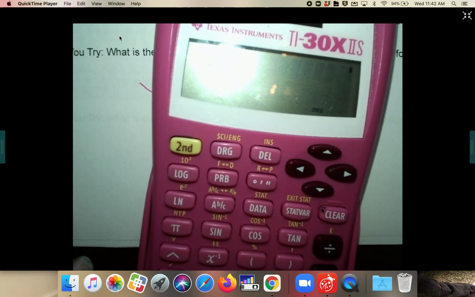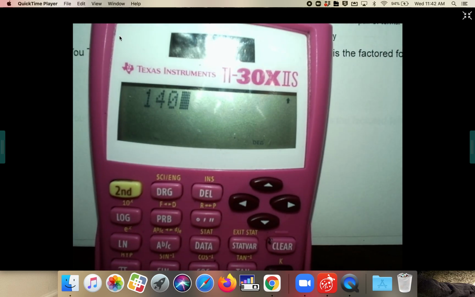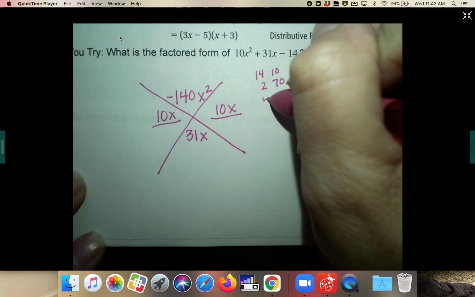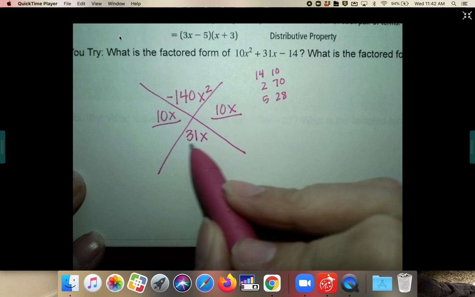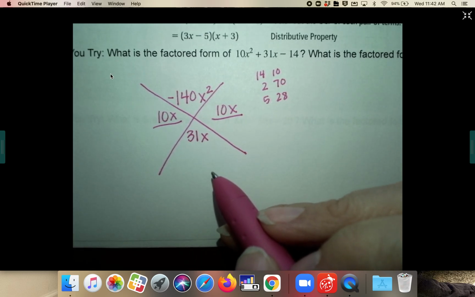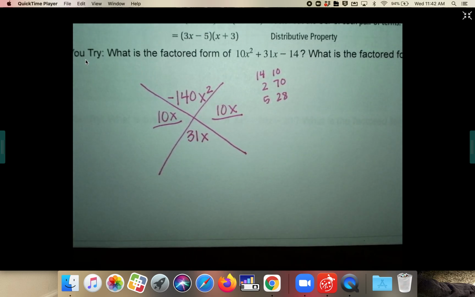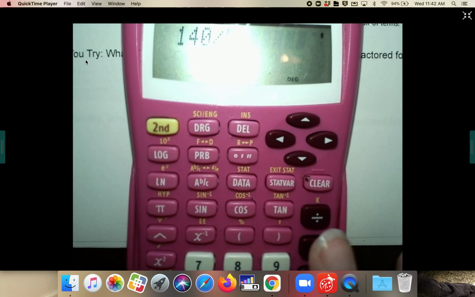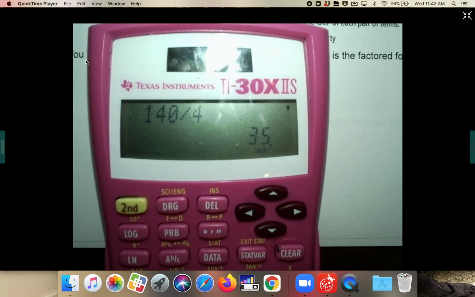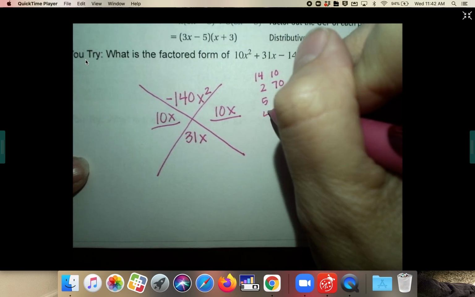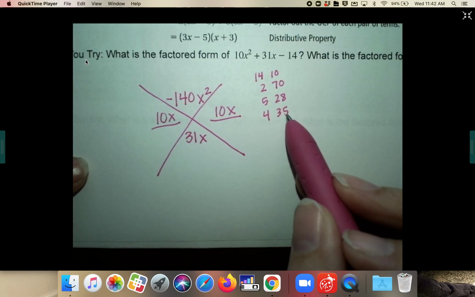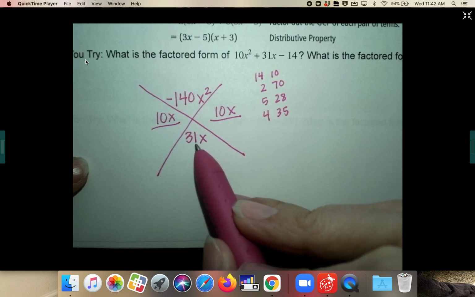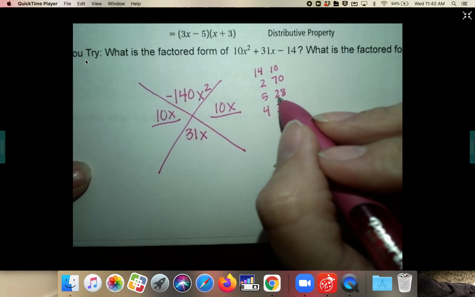So 140, let's try divided by 5. 5 and 28, that's close. 28 plus 5 is close to 31, but that's not it either. So let me keep going. What about 4? 140 divided by 4 is 35. 4 and 35. Yes, I can subtract 35 minus 4 to get 31. So these are going to be my two numbers.